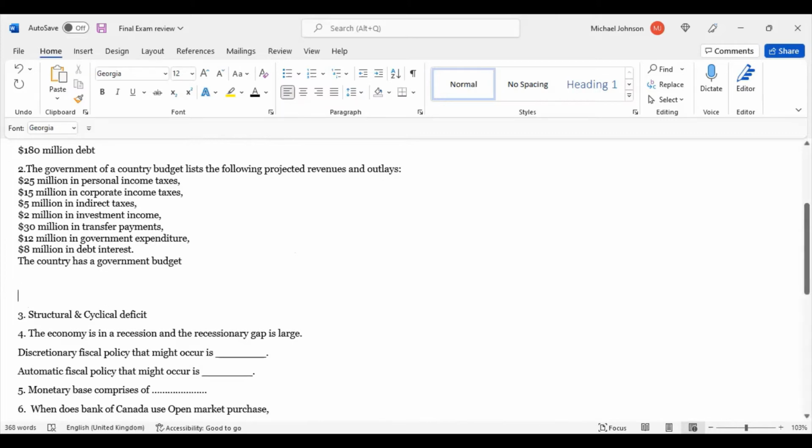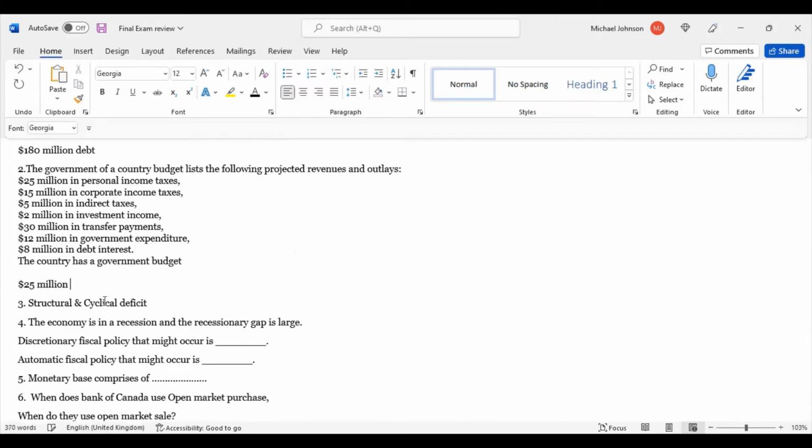So personal income taxes would be positive, corporate would be positive. Indirect taxes would be positive. 2 million would be positive because it's investment income. Transfer payments would be negative. Government expenditure would be negative. Debt interest would be negative. That would be negative, so they'd have 3 million in debt after this. They'd have a deficit of 3 million.